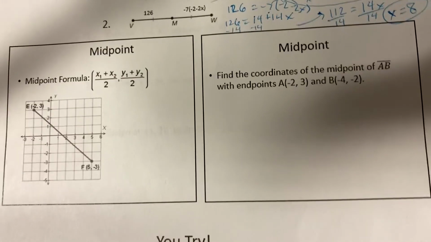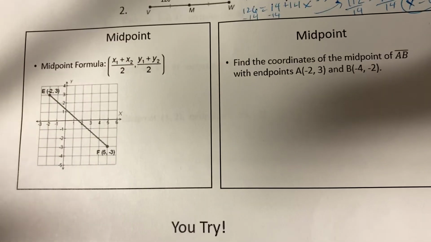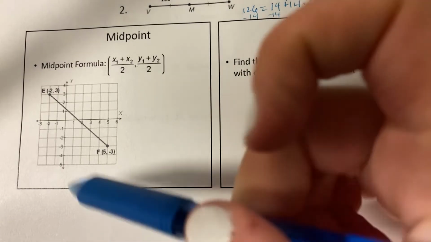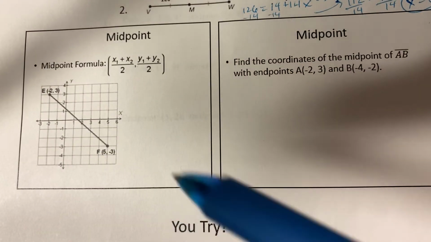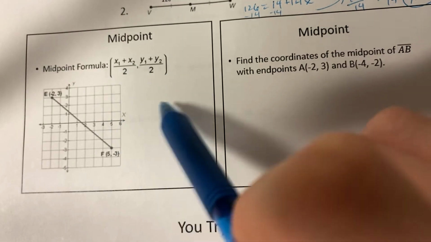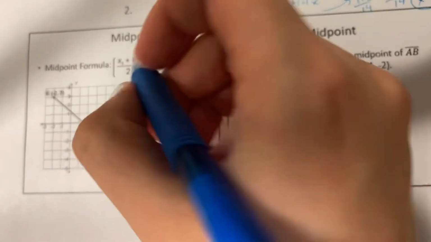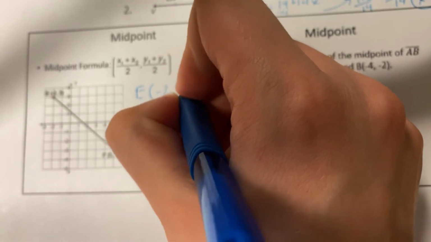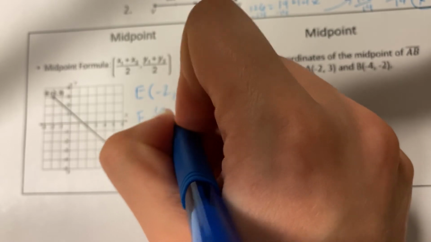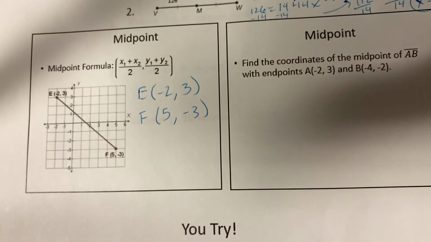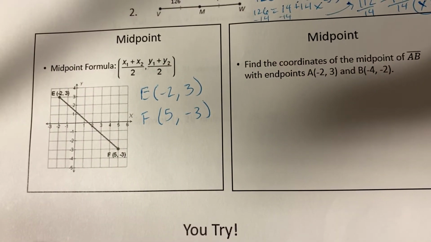All right. Let's go on to the midpoint formula. So this is when we're given a line on a coordinate plane, and now it's asking, okay, what's the midpoint? So we're given these 2 points. I'm going to rewrite them over here. E is negative 2, 3, and F is 5, negative 3. All right, so that would be step 1, just kind of rewriting them.